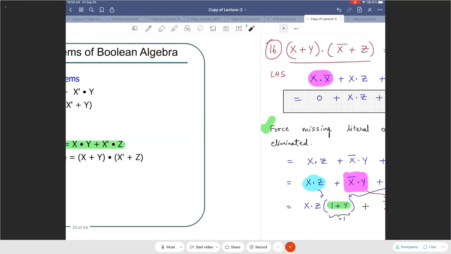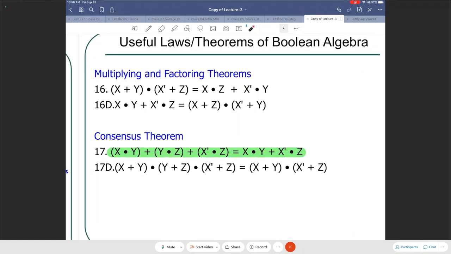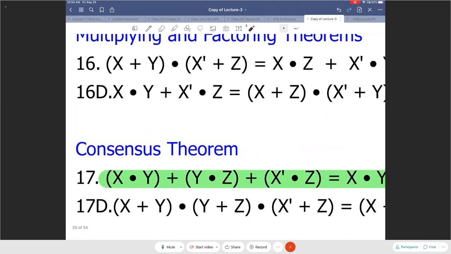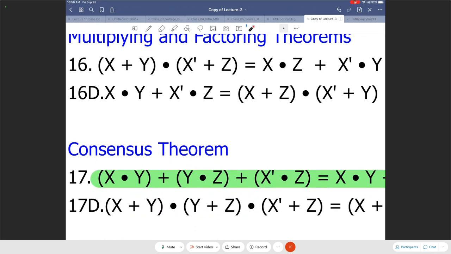All right, so let's see. I have proved 16, which means I have also proved 16D, considering the principle of duality. But if I was specifically asked to prove 16D, what would you do? If the question was, prove 16D using Boolean algebra properties, what would you do? Would you start with the left-hand side or the right-hand side?